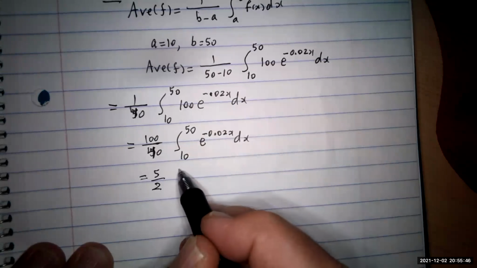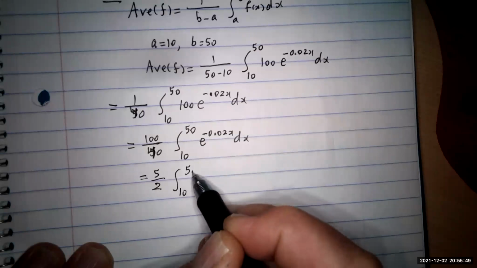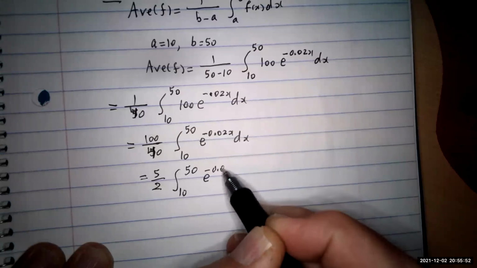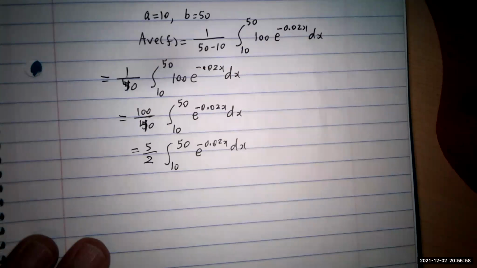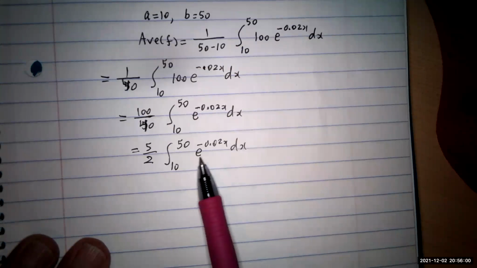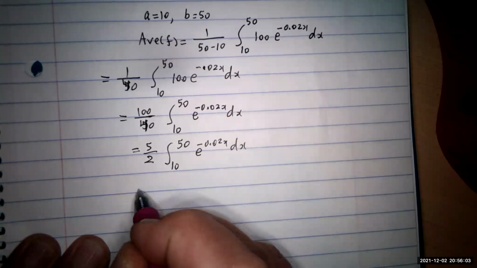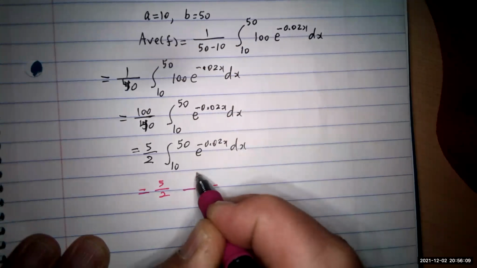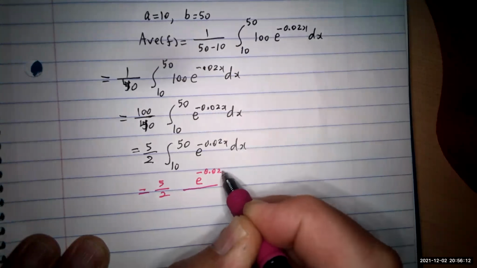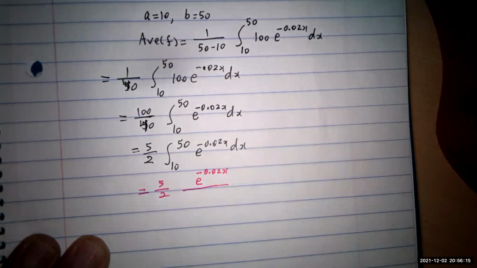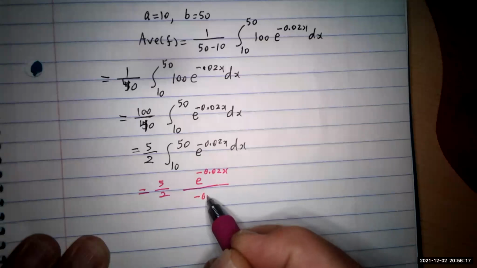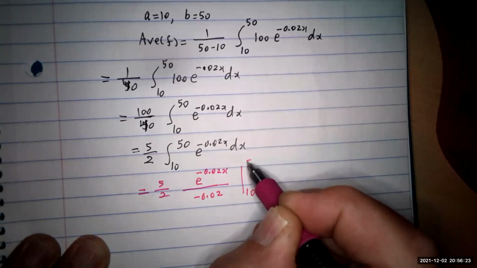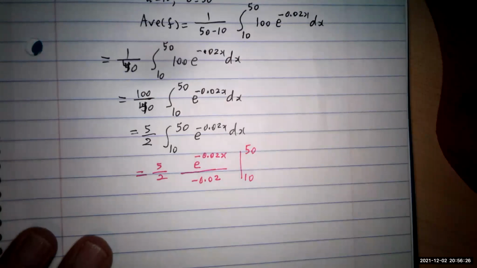5 half, or you simplify it later, from 10 to 50 of e to the negative 0.02x dx. Now, for this integral, you use that shortcut that I talked about. Remember the shortcut I talked about. So this is going to be 5 half times e to the negative 0.02x over negative 0.02, to be evaluated from 10 to 50. Any question?